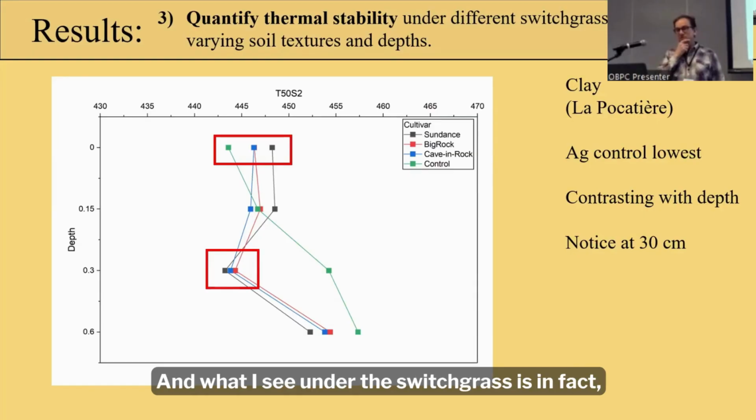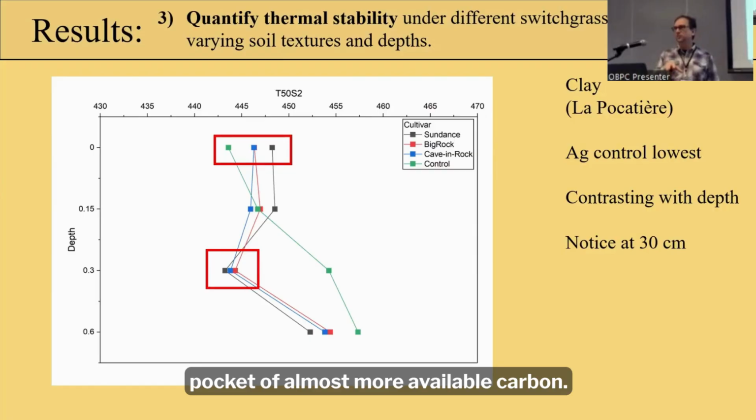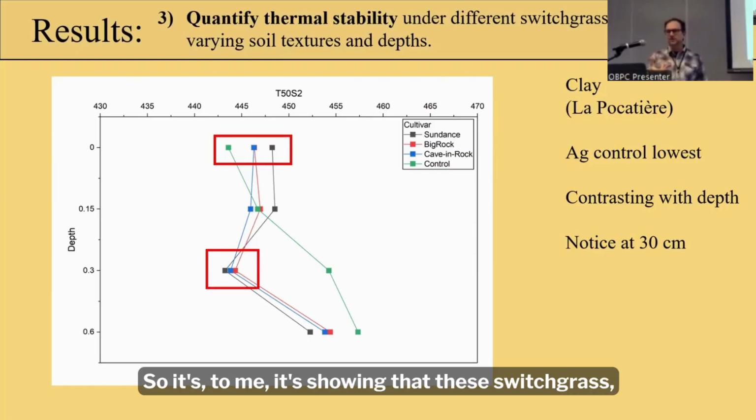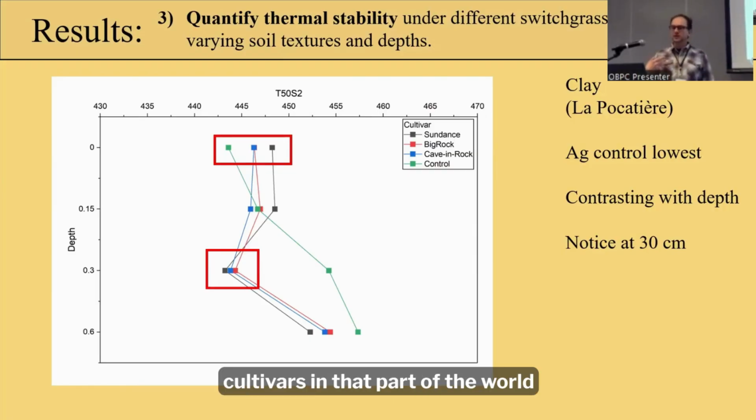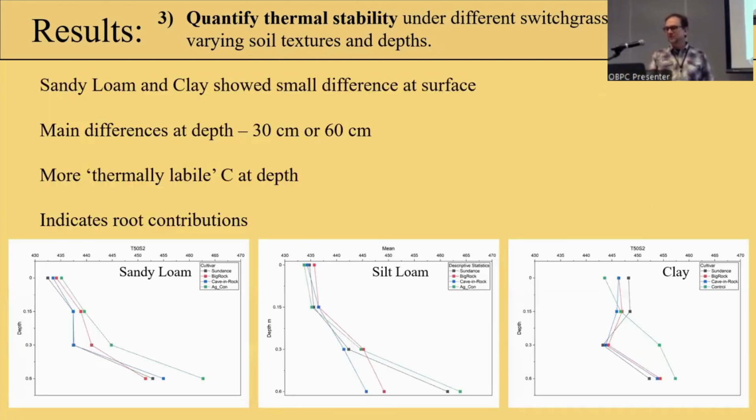And what I see under the switchgrass is, in fact, in all 3 of those treatments at 30 centimeters, you've got a pocket of almost more available carbon. So to me, it's showing that these switchgrass cultivars in that part of the world and in that soil are moving that material down to about a foot below the surface.